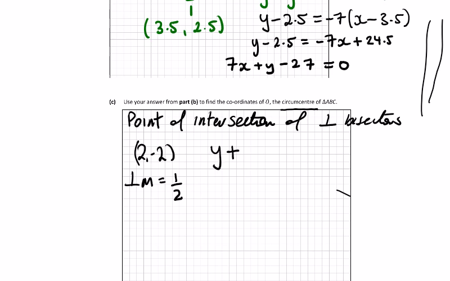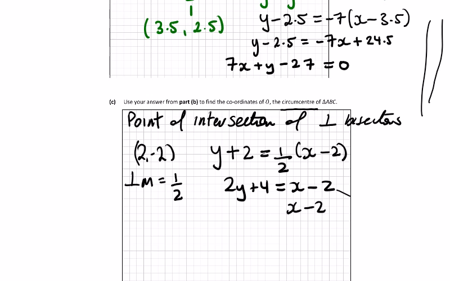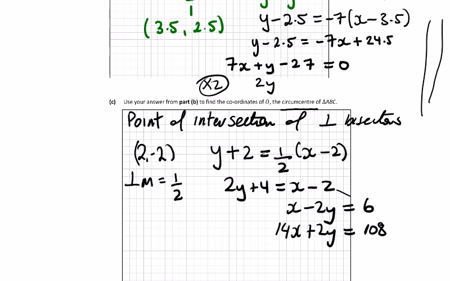So y minus minus 2 equals m times x minus 2. Multiplying by 2, we get 2y plus 4 is equal to x minus 2. So bringing 2y to the right, we're going to get x minus 2y equals, bringing the minus 2 to the left, 6. So we have a minus 2y, so we can make this a plus 2y by multiplying the whole expression by 2. So 14x plus 2y is equal to, the 27 will be positive on the right hand side, 54 by 2 will be 108.